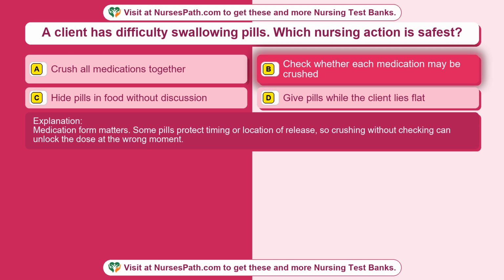Medication form matters. Some pills protect timing or location of release, so crushing without checking can unlock the dose at the wrong moment.